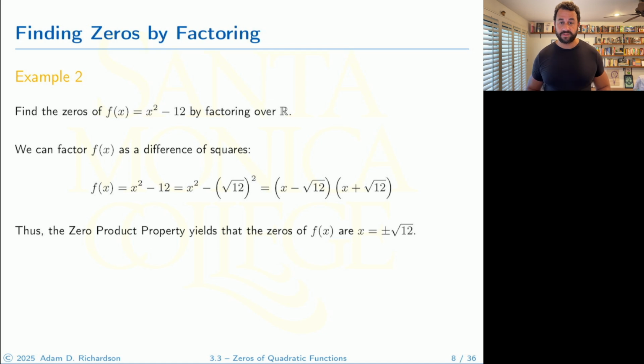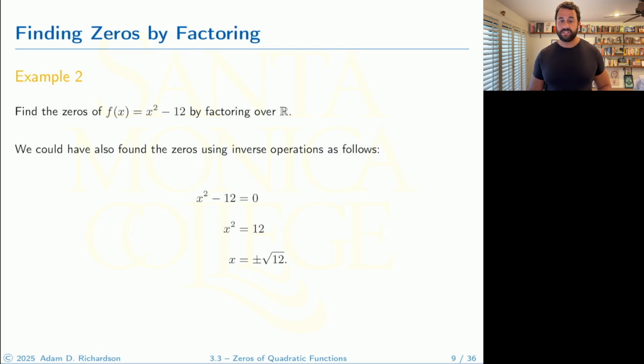Now, maybe some of you saw a different way to do this. So let's talk about doing it by just solving it using inverse operations. So you could set this equal to 0 and solve it directly for x. So try to isolate x, right? So we're going to add 12 to both sides and get this. Now we're going to take the square root of both sides, but remember, anytime you take a square root, you must include a plus minus, okay?